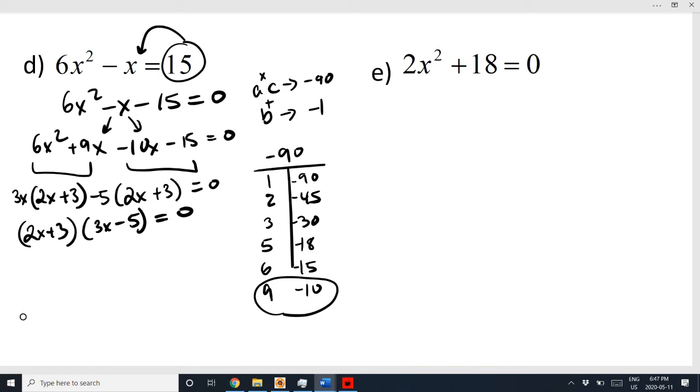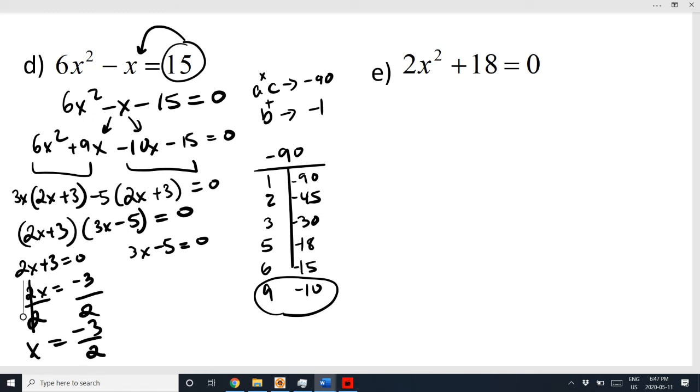Now we just want to set each of these brackets to 0. So 2x plus 3 is equal to 0. And then 3x minus 5 is equal to 0. And we just want to solve for each one. So we'll move the 3 over to the other side here. So we're going to get 2x is equal to negative 3. And then we'll divide both sides by 2. This is going to cancel. We're going to get x is equal to negative 3 over 2.